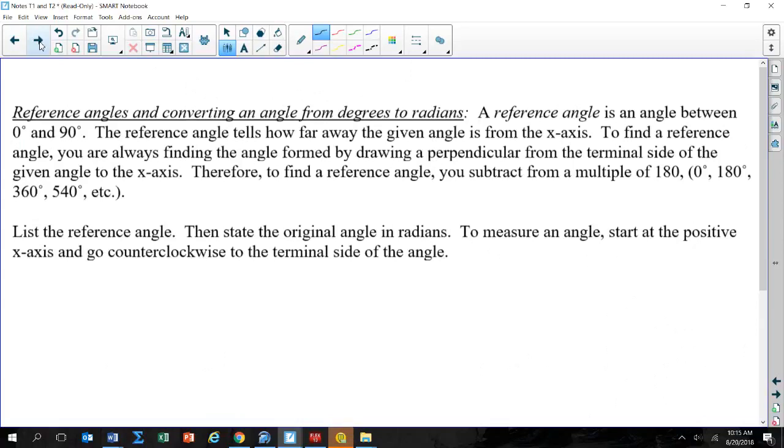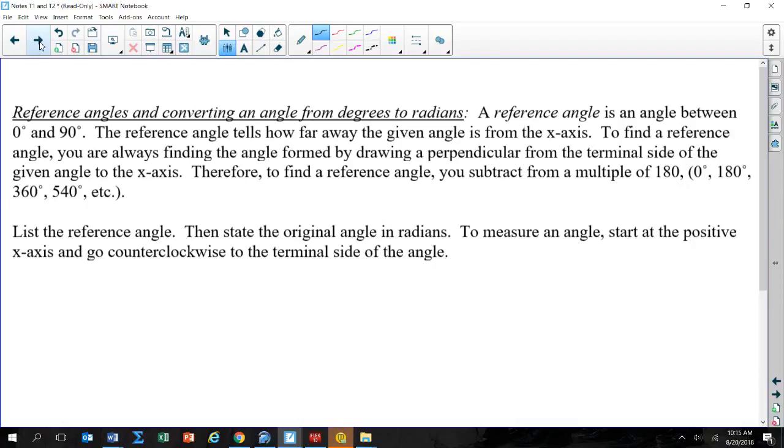The next section is about reference angles. It says reference angles and converting an angle from degrees to radians. A reference angle is an angle between 0 and 90 degrees. A reference angle is not 0 degrees. A reference angle cannot be 90 degrees. It is strictly the numbers between 0 and 90. It's an acute angle. It says the reference angle tells how far away the given angle is from the x-axis.